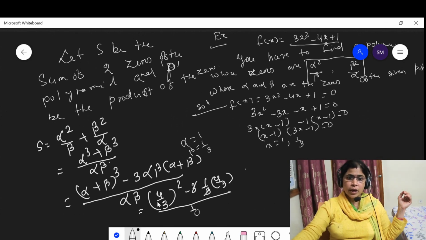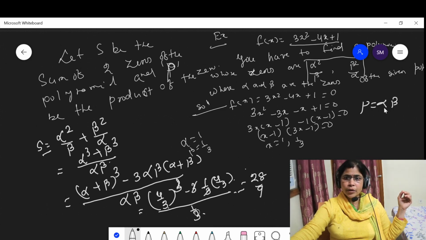Here 3 cancels. This is 16. This is cube, (a plus b) whole cube. Then we get 16 into 4, that is 64. 4 cube is 64 upon 27 minus 4 upon 3, and upon 1 upon 3. Then by solving this we get S, alpha plus beta, is equal to 28 upon 9.